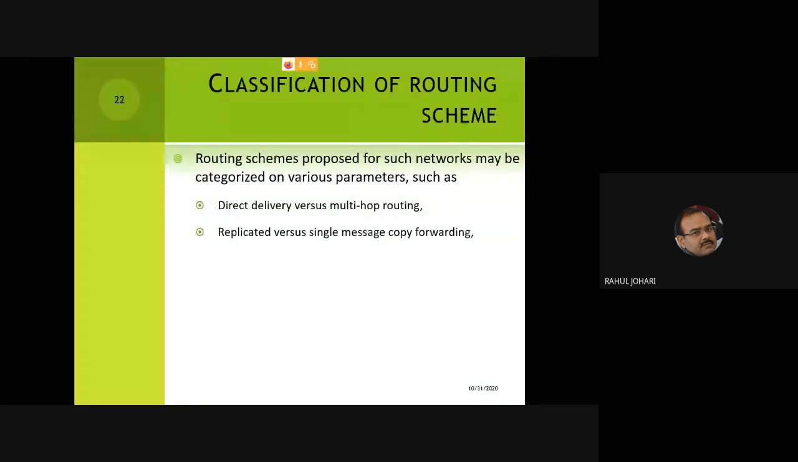Now we come to the classification of routing schemes. So there are two broad categories. There are many other categories, but I have just picked only one of them. First is direct delivery, what we call single-hop routing schemes, or multi-hop routing, where we take the help of multiple nodes in the transmission of the messages.